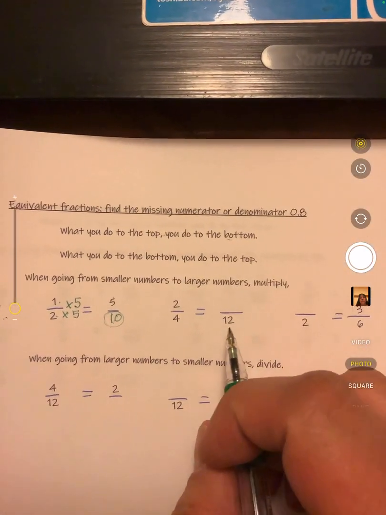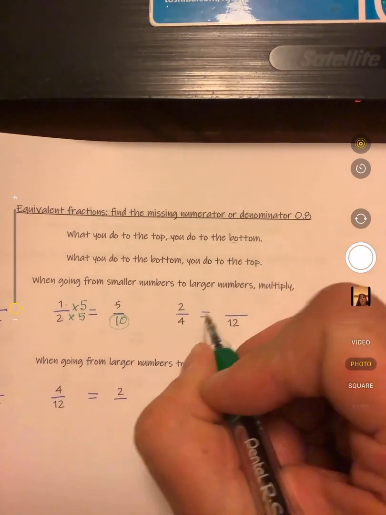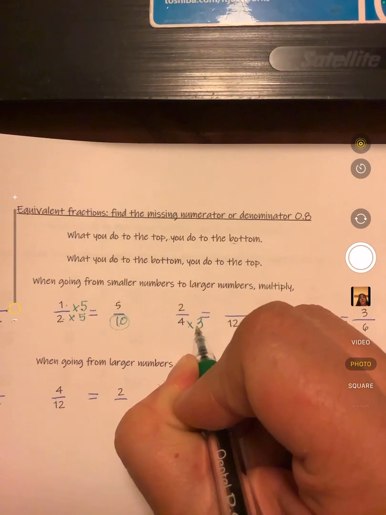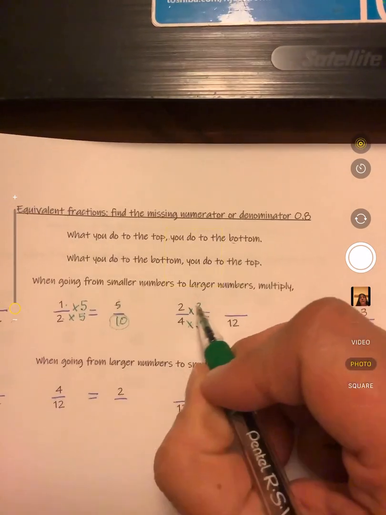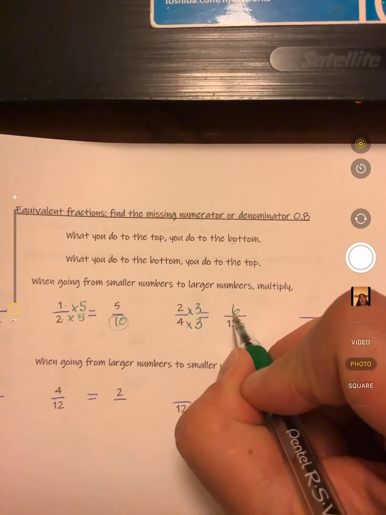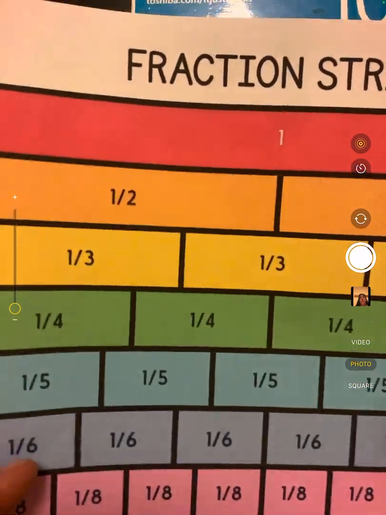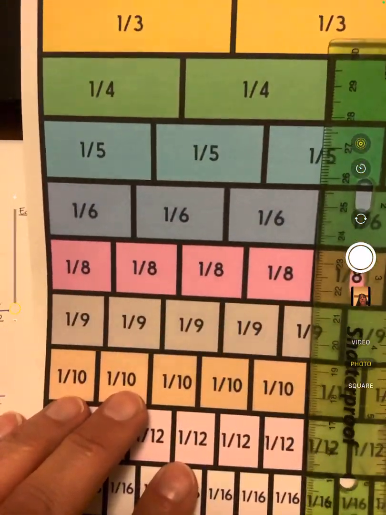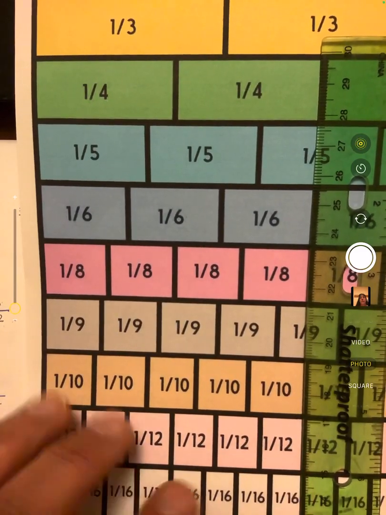2/4 equals how many twelfths? What do I multiply 4 by to get to 12? I multiply 4 by 3. So then I have to multiply my 2 by 3, and I get 6 twelfths. And I can check that. 2/4, 1, 2, down to twelfths, 1, 2, 3, 4, 5, 6.